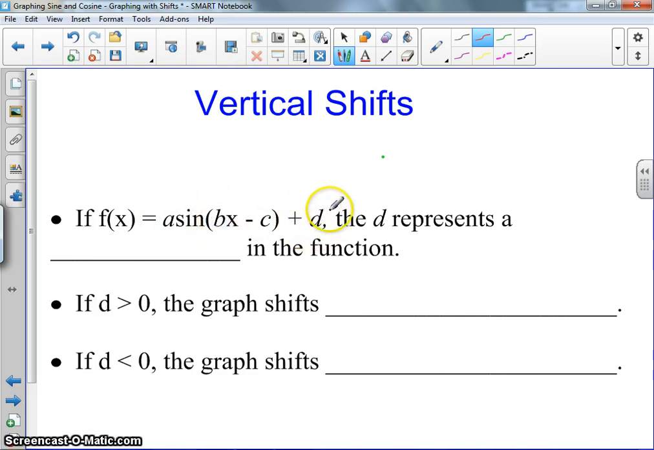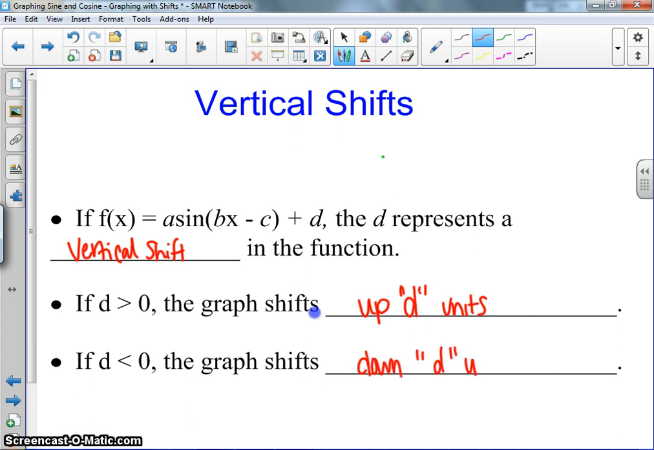Now we're going to look at this D value, and so the D value represents in the function a vertical shift. And so if D is greater than 0, or if D is positive, then the graph is going to shift up that many units. If D is negative, or if D is less than 0, then the graph is going to shift down that many units.